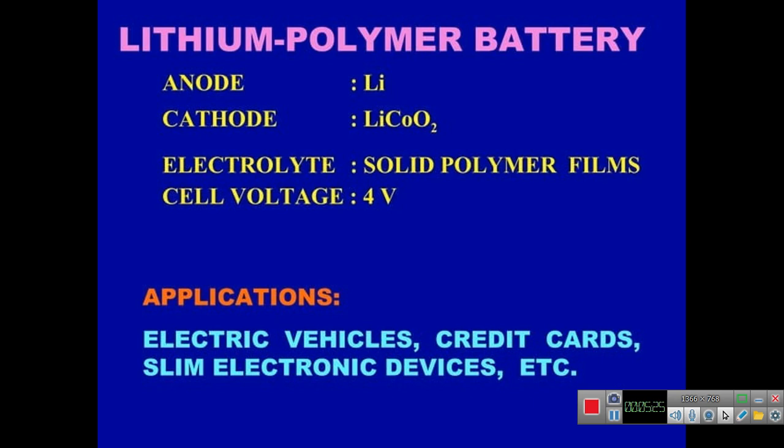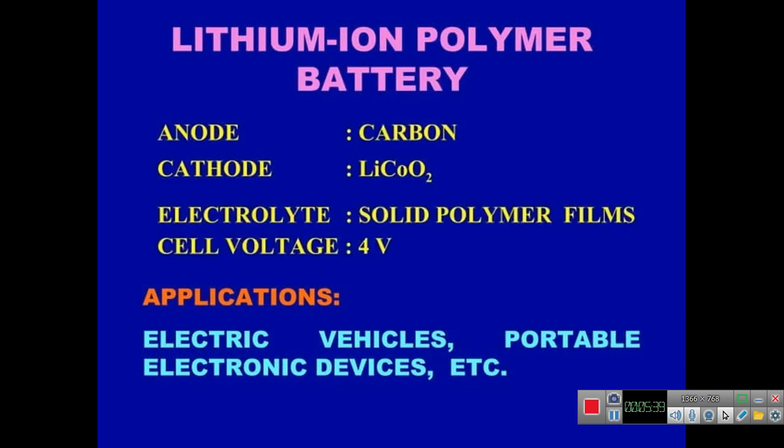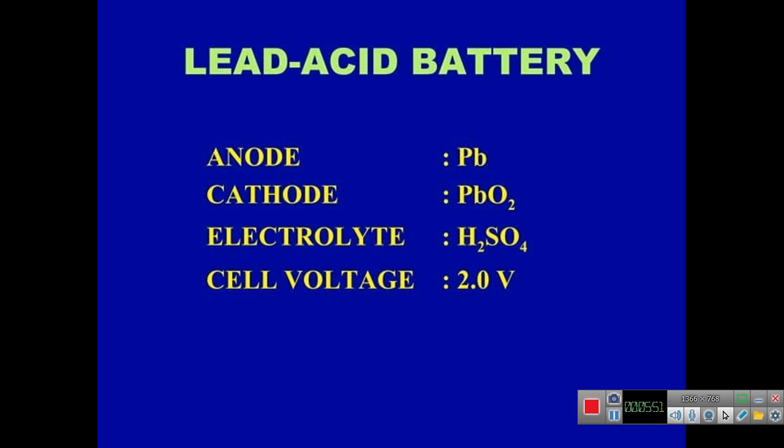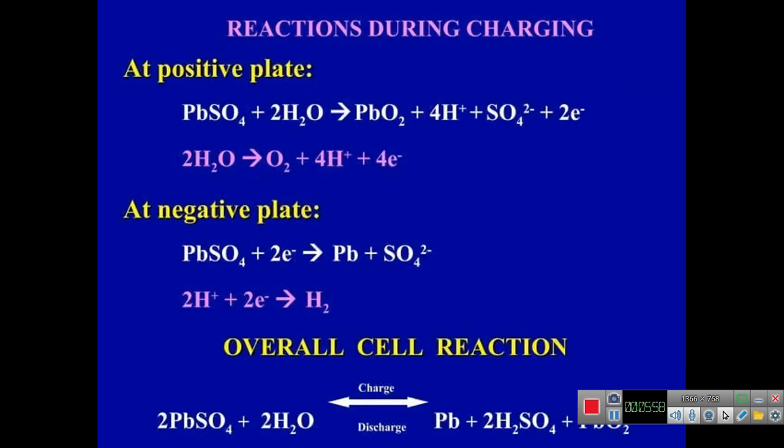Lithium polymer battery: anode lithium, cathode LiCoO2, electrolyte solid polymer film, cell voltage 4 volt. Applications: electric vehicles, credit cards, slim electronic devices. Lithium-ion polymer battery: anode is carbon, cathode is LiCoO2, electrolyte is solid polymer films, cell voltage 4 volt, applications: electric vehicles, portable electronic devices. Lead-acid battery: anode is Pb, cathode is PbO2, electrolyte H2SO4, cell voltage 2 volt.